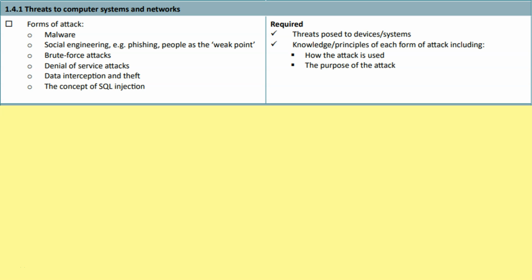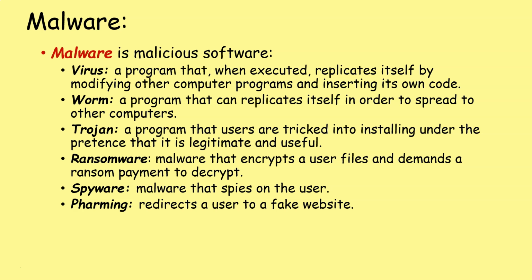Moving on, we have 1.4.1, Threats to Computer Systems and Networks. Starting with malware. Malware is just short for malicious software. There are lots of different types, including virus, a program that, when executed, replicates itself by modifying other computer programs and inserting its own code. Worm, a program that can replicate itself in order to spread to other computers. Trojan, a program that users are tricked into installing under the pretense that it is legitimate and useful software.